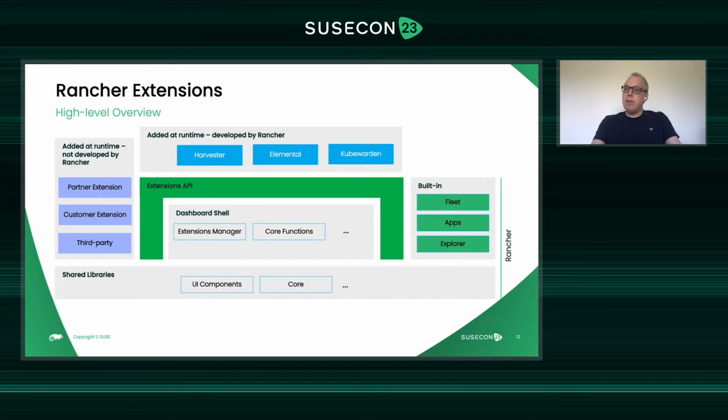And then equally on the left side, same pattern as the ones I just talked about, but not developed by us, developed by other people: partners, customers, third parties, developers, open source users. So this is the very high level, but trying to illustrate some of the points I led into at the start, with the fact we want to have one API for everybody, and we've got these different repositories and classes of extensions.